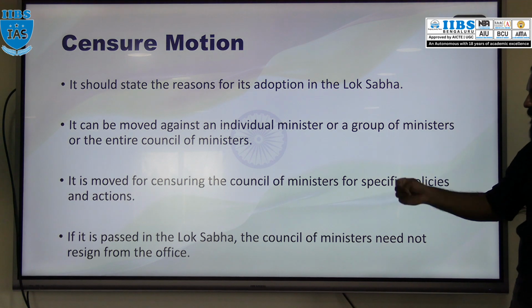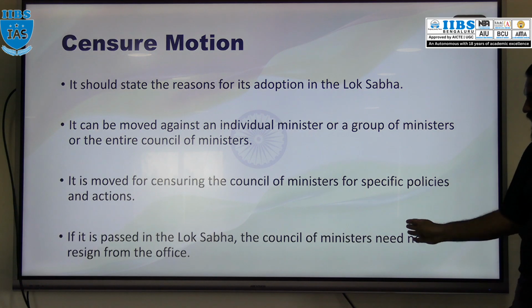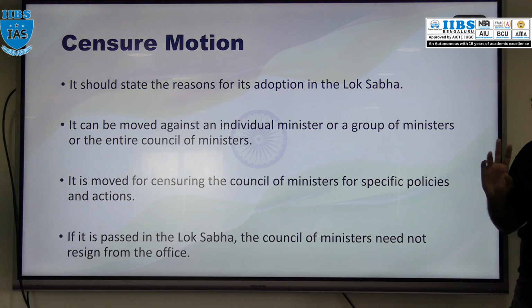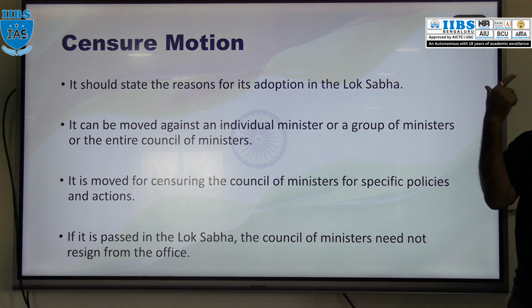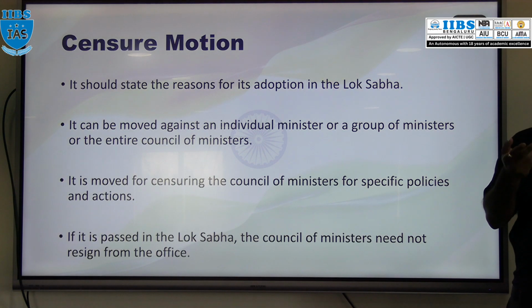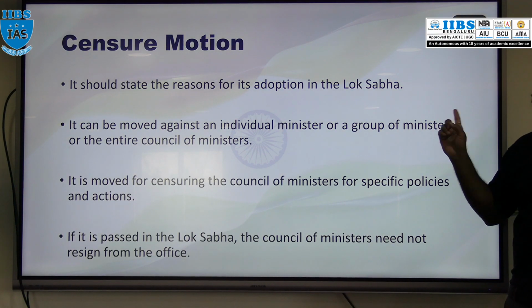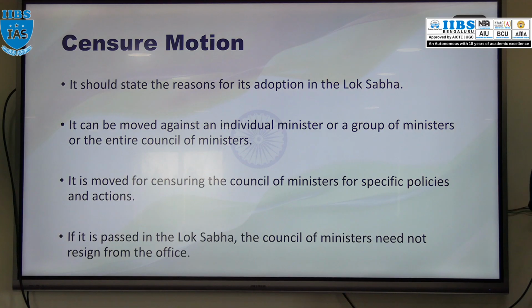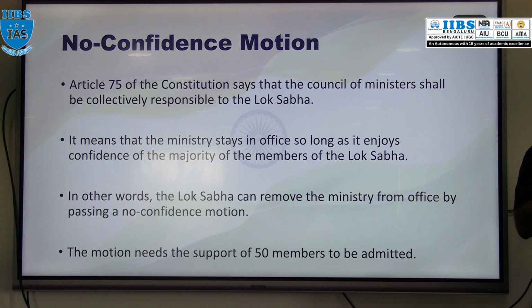Okay, so if it is passed in the Lok Sabha, then the council of ministers need not resign. It is not like a no confidence motion, just censuring the policy, that's all. That means they are putting restrictions on the policy, or they don't want that policy or a particular action. That's all. Here there is no need to resign. Please remember, in a censure motion they don't need to resign, but in a no confidence motion they need to resign.